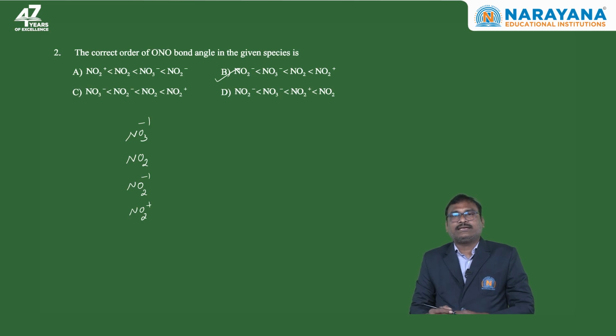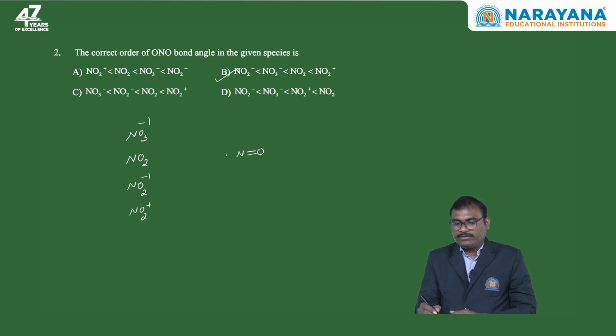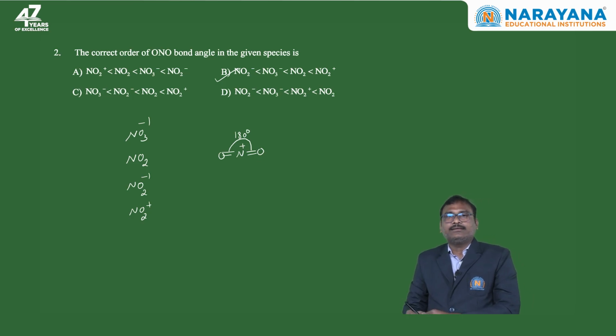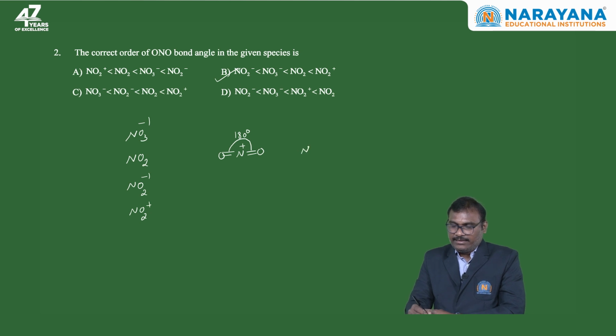Sir, why do you go for that B answer? If you know the structure you can write it. The structure is linear for NO2 plus. The bond angle is 180 degrees, and the next one is NO2. The geometry is like this, having an unpaired electron here.